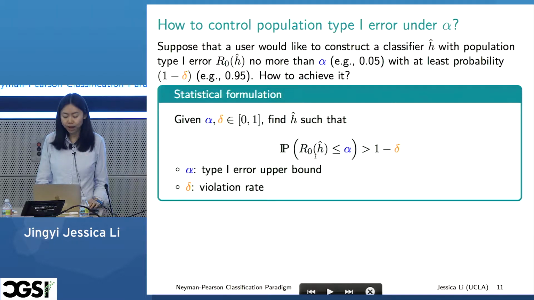So we have 2 parameters. One is the type 1 error upper bound, alpha. The other is the violation rate, delta. You can consider the violation rate as your tolerance level: how much tolerance you can afford for your population type 1 error being more than alpha. With this formulation, our question is, how do we find this H hat from our training data?